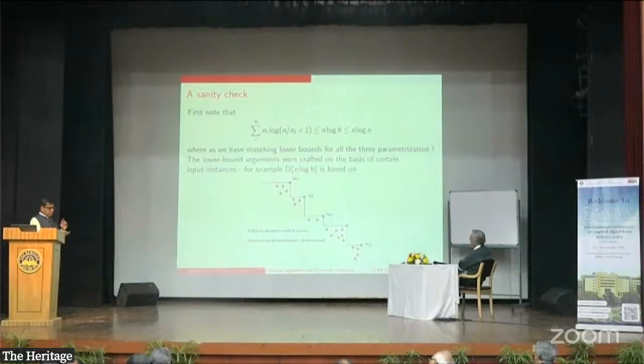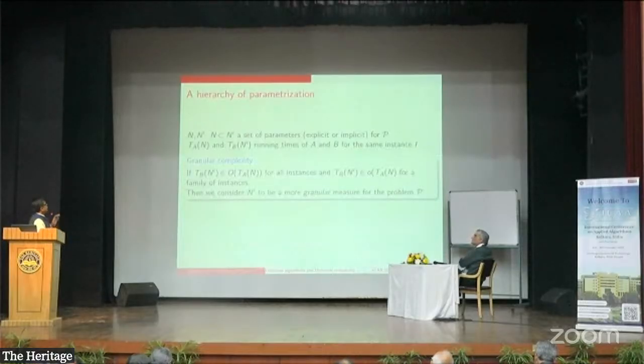Okay? So this is basically what I'm coming to now. There is a hierarchy of parameterization. Okay? So you have, let us say, n and n prime are two sets of parameters where n is a subset of n prime. So when we are considering only input as a parameter, n was a parameter. When I added h, it was an added parameter. So as you have a graded parameterization, okay, then I'm calling this granular complexity, that p of n prime is a more granular parameterization compared to this, and this is advantageous if this is always bounded by this, and in many cases this will be strictly better than this.